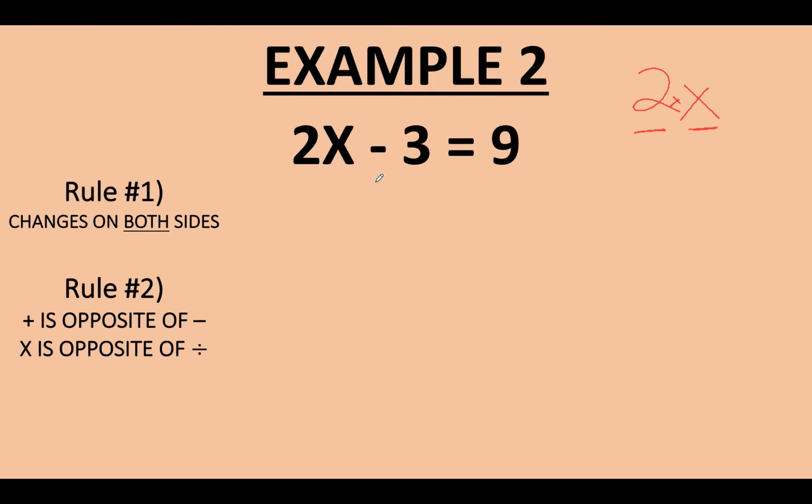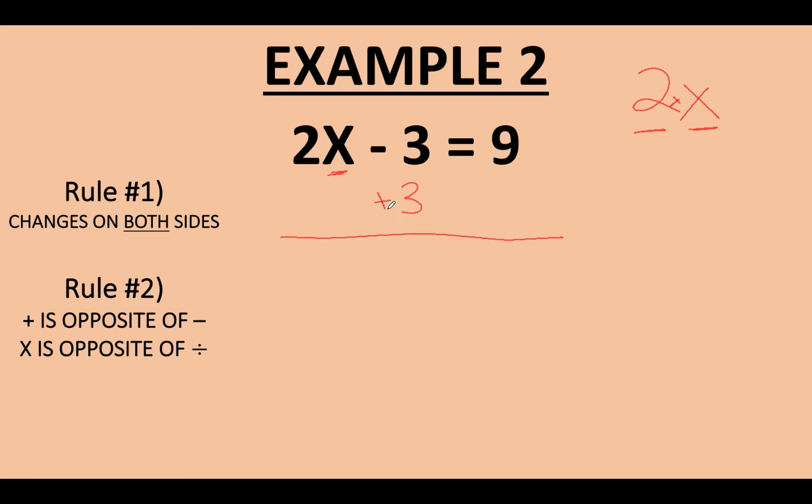So our problem, for example 2, is 2x minus 3 equals 9. This 2x looks a little complicated. Let's go back to it later on. But first, let's get rid of this negative 3, because remember, we're trying to isolate our x. We want our x to be on its own. So if we have a minus 3 over here that we want to get rid of, well, plus is the opposite of minus. So if we want to get rid of this minus 3, all we have to do is add 3.